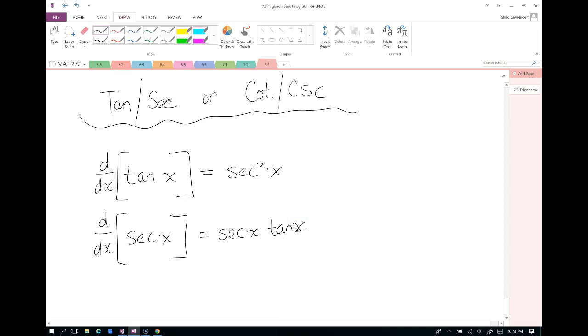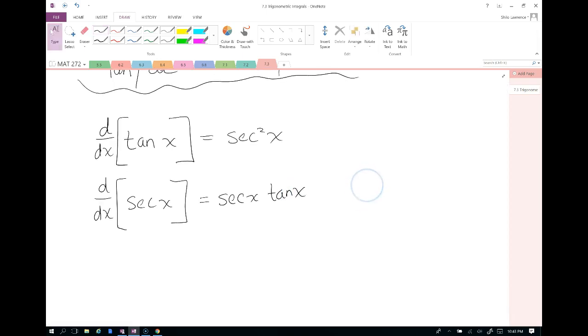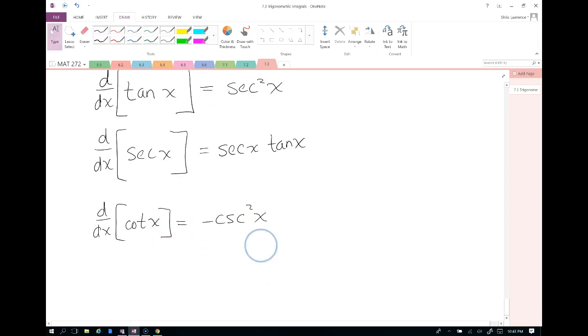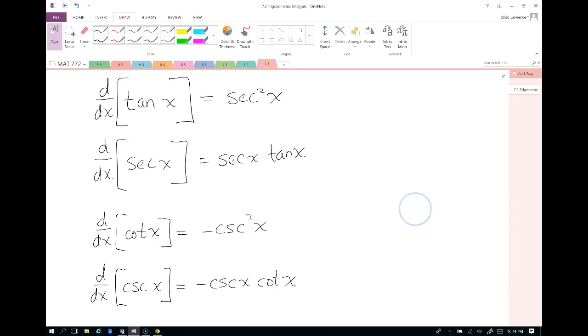Now cotangent and cosecant, their derivatives have the exact same pattern. The derivative for cotangent is negative cosecant squared. So really the only difference is that for cotangent and cosecant you're going to see negatives in front. The derivative for cosecant is negative cosecant cotangent. So you see this exact same pattern.